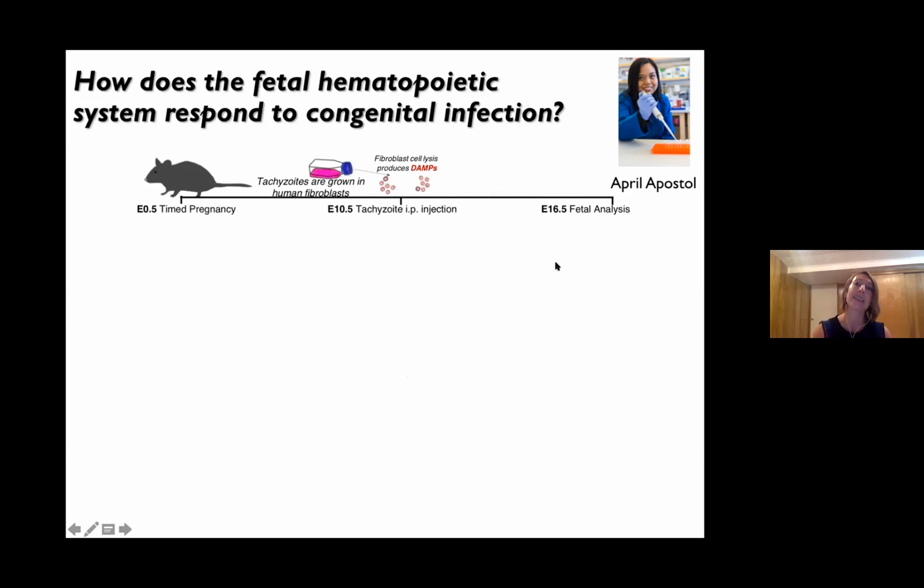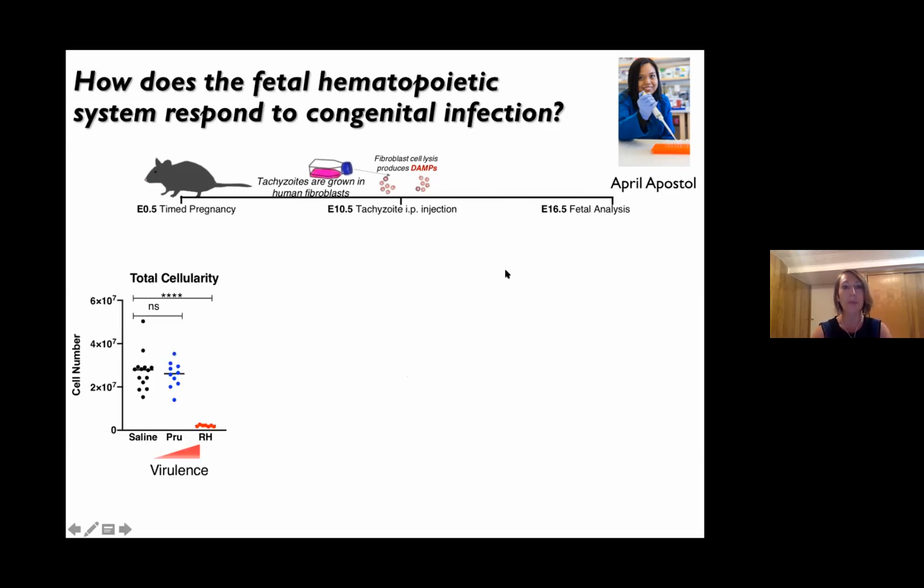And in this case, all of our analysis is done during the fetal period. We are still working out the system to have these animals born live, cross-fostered, and survive without exposure to maternal antibodies. And so, as expected, a congenital infection generally has a very strong effect on fetal development.